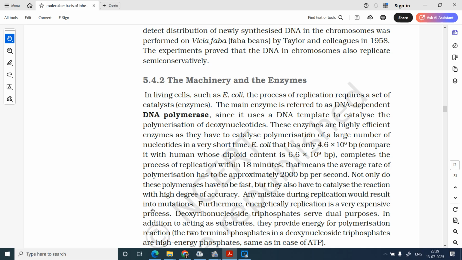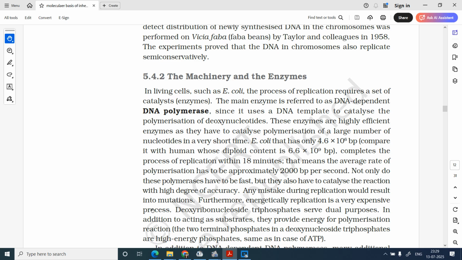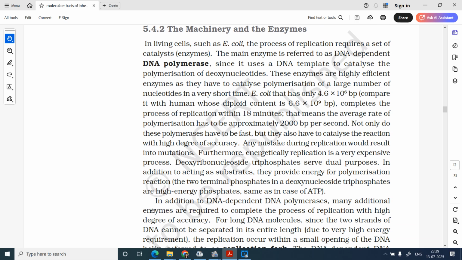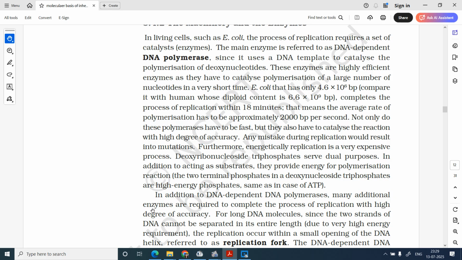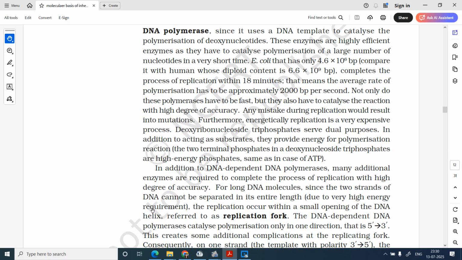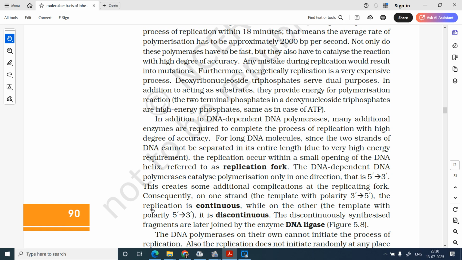Furthermore, energetically, replication is a very expensive process. Deoxyribonucleoside triphosphates serve dual purposes. In addition to acting as substrates, they provide energy for the polymerization reaction. The two terminal phosphates in the deoxyribonucleoside triphosphate are high-energy phosphates, same as in the case of ATP. In addition to DNA-dependent DNA polymerases, many additional enzymes are required to complete the process of replication with a high degree of accuracy.